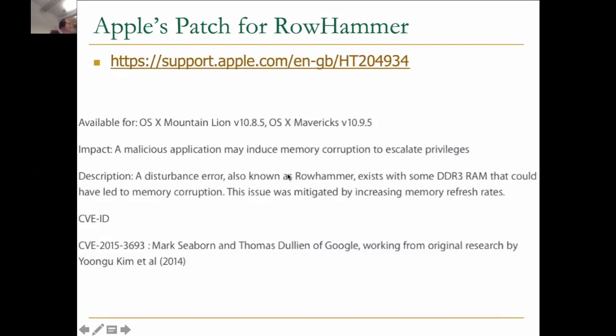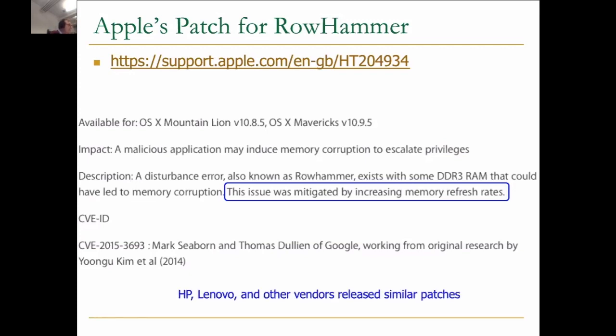So this was Apple's patch for RowHammer when it was a security vulnerability, and they basically said that they increased the memory refresh rates because that's really the only viable option, in my opinion, in the field, because our memory controllers are not programmable or changeable in some way. Okay, and other folks in industry released similar patches. I like Apple because they gave credit to our work as well as Google's work before.